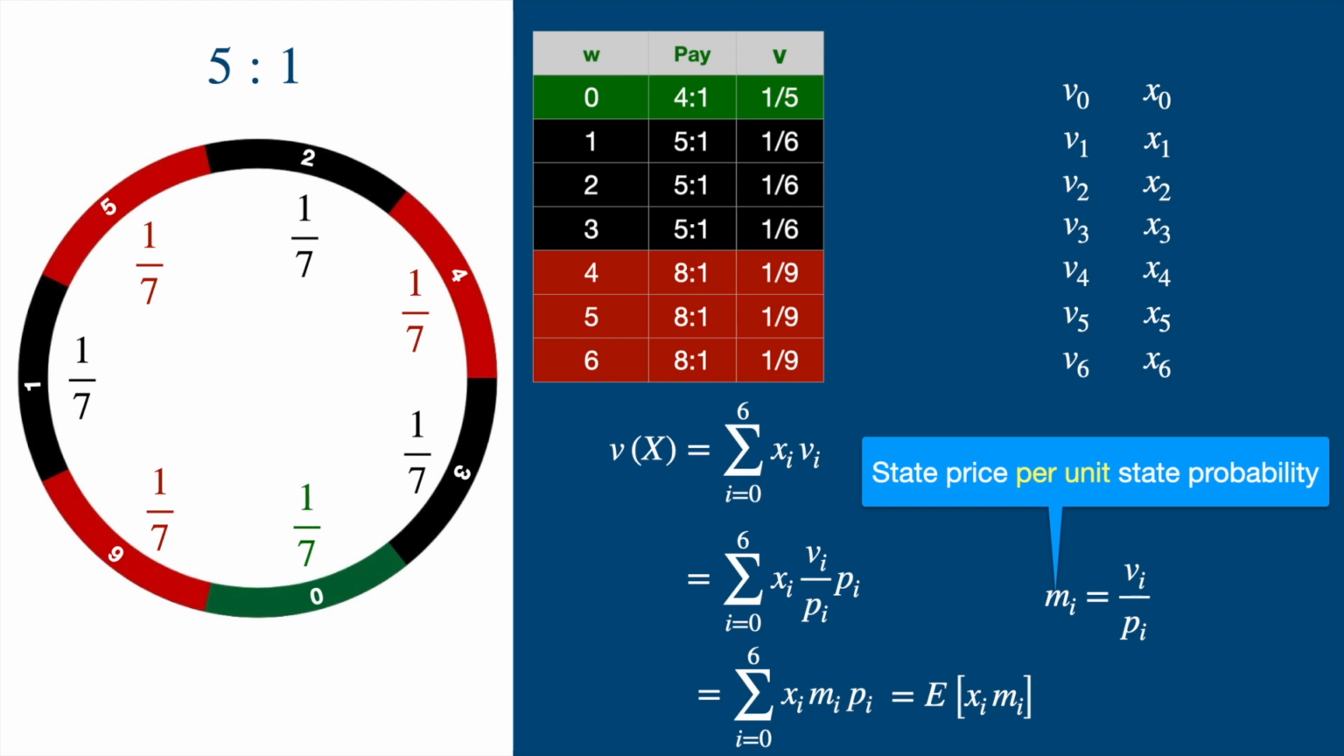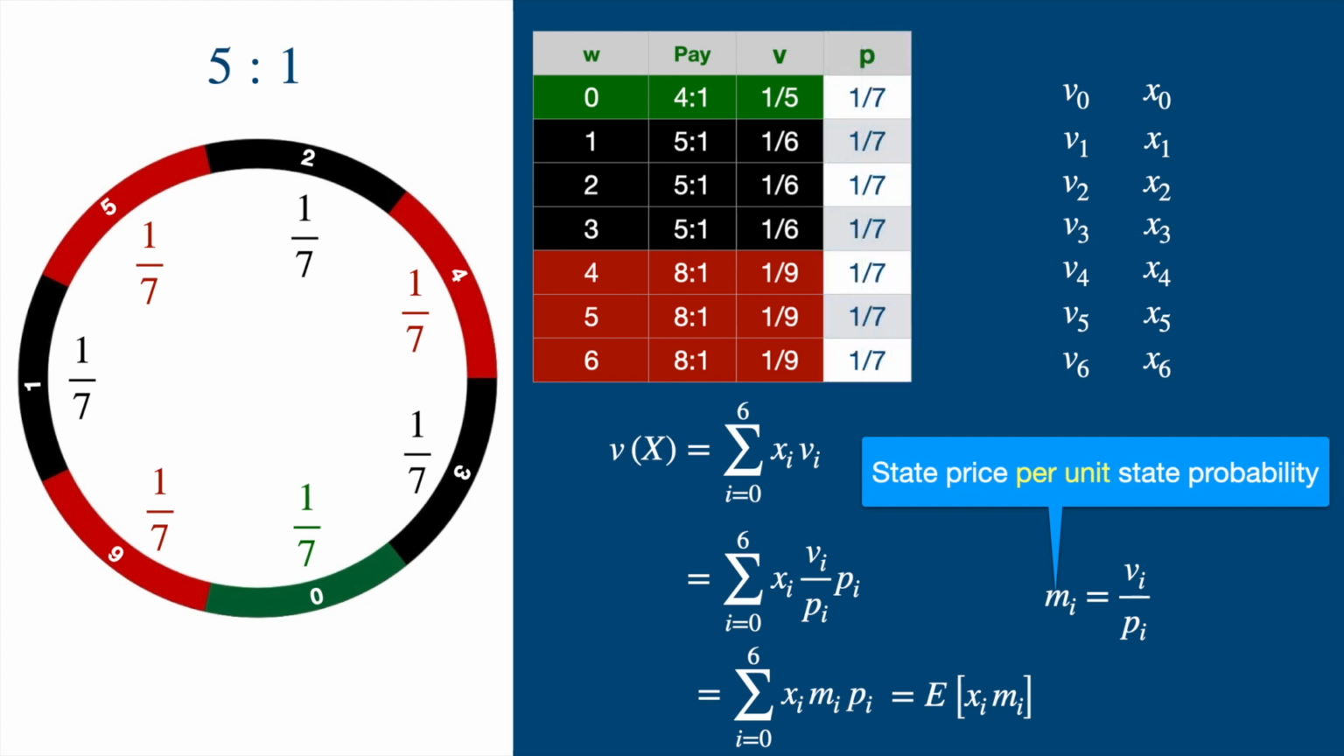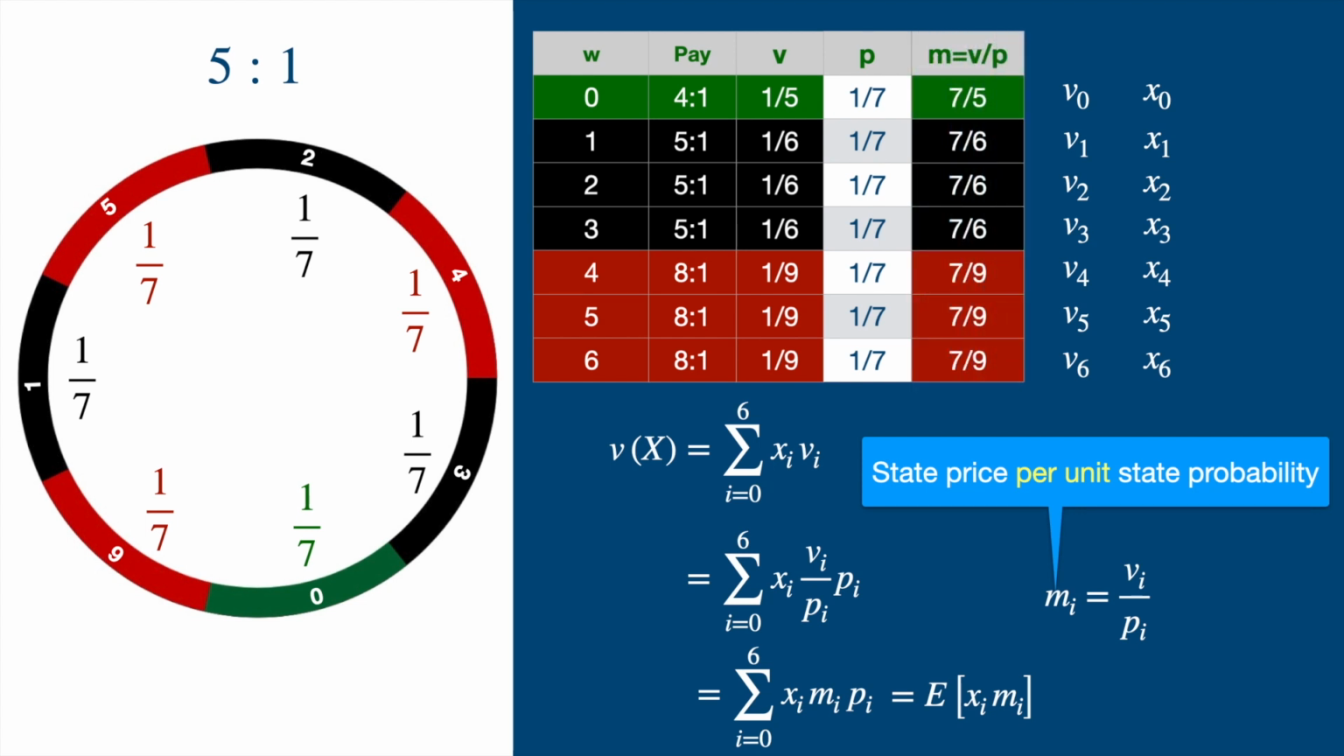Let's say we don't think any state is more likely, so we say the probability of each state is equal to 1 divided by 7. M is then the AD price, which we have represented by V, divided by probability. You can see the discount factors for the green and black states are greater than 1, and the discount factor for the red states is lower than 1. Payoff in the green state is valued more. The reason being, the casino doesn't pay much when this state occurs because the odds are the lowest, so payoff is more desirable.